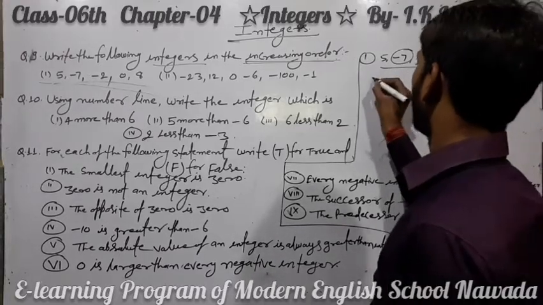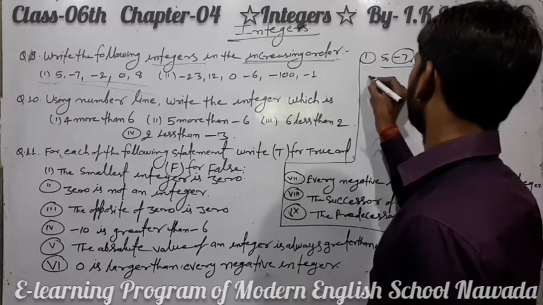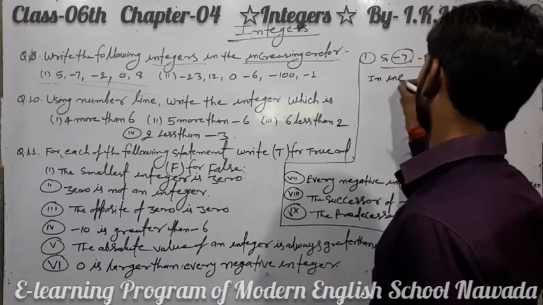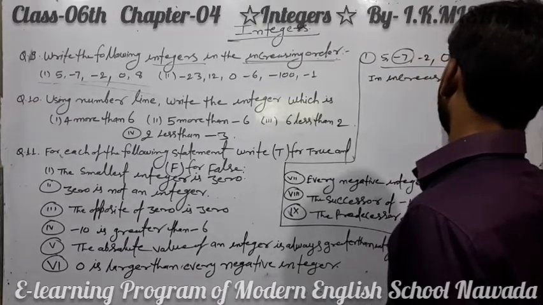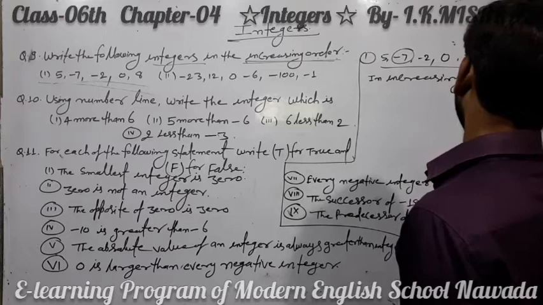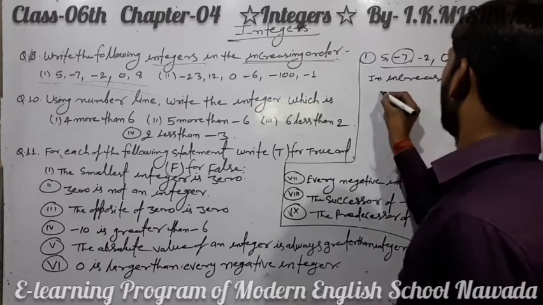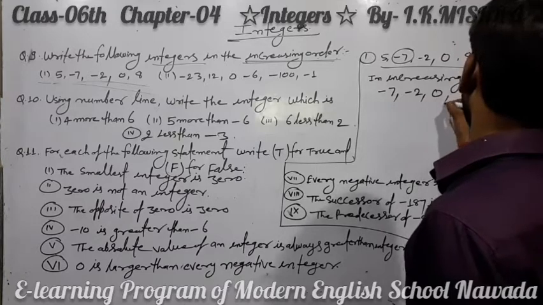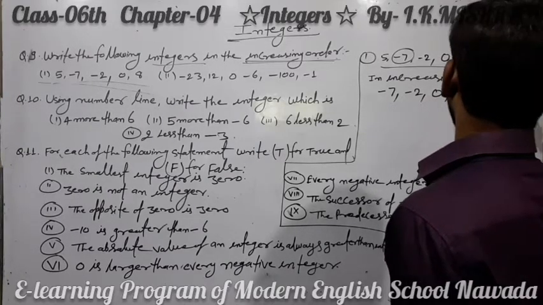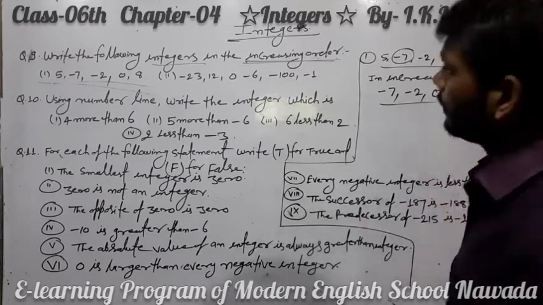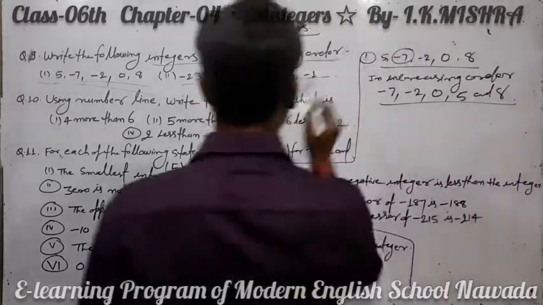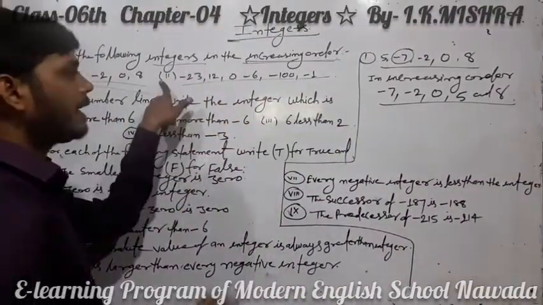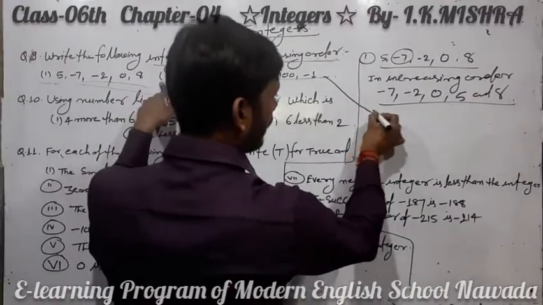So its increasing order is minus 7, minus 2, 0, 5 and 8. Students, similarly you can write the second question in increasing order.